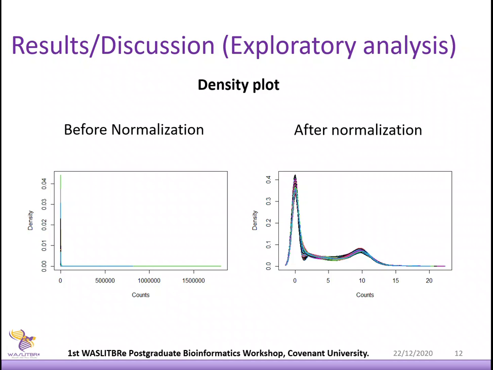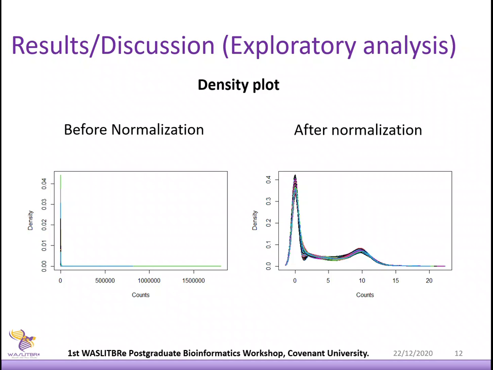So before going ahead to find differentially expressed genes, we did some exploratory data analysis, which included PCA and density plots. Now, this provided information about batch effects and other parameters we are supposed to assess in our data sets.